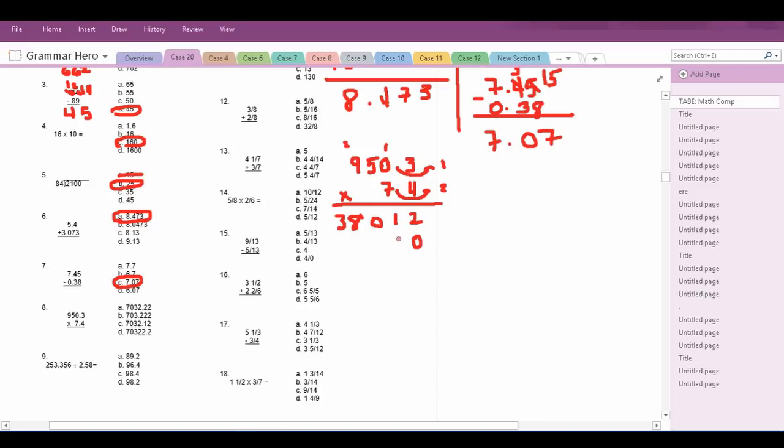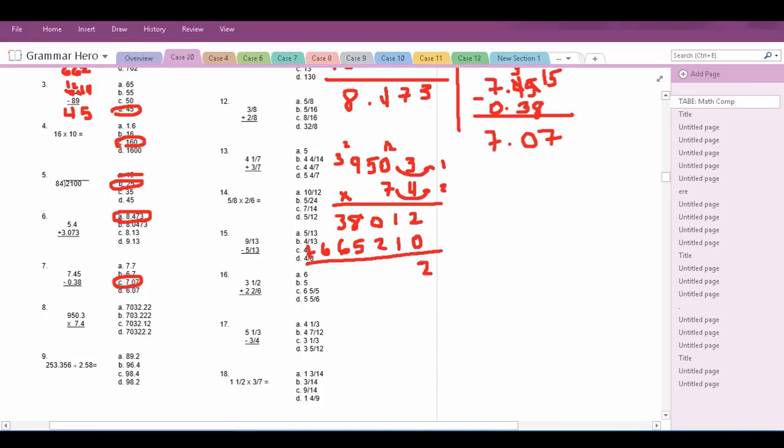7 times 3 is 21. So we got to bring a 2 here. 7 times 0 is 0, and then add the 2. 7 times 5 is 35, so we bring the 5 here. We add the 3 here. 7 times 9 is 63. Add the 3. 63 becomes 66. Add them.